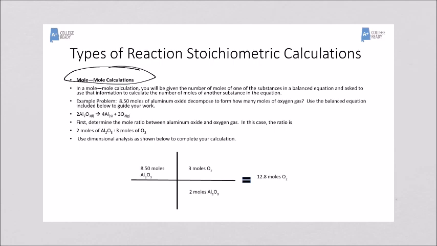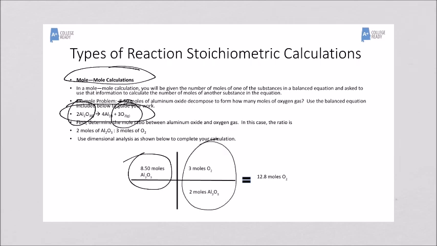So first of all, we get our balanced equation. We write down our given, 8.5 moles of aluminum oxide. Now we're going to use our mole ratio. We're going to compare aluminum oxide here to oxygen gas here, and that ratio is 2 moles of aluminum oxide to 3 moles of oxygen gas. We place our mole ratio in our factor label chart like so. We put the moles of aluminum oxide portion of that conversion factor on the bottom so that moles of aluminum oxide will cancel with moles of aluminum oxide.